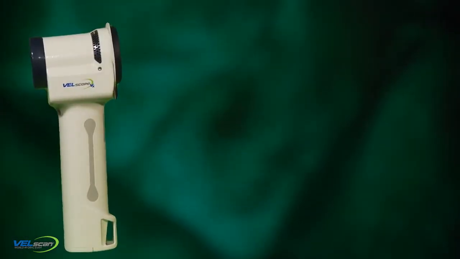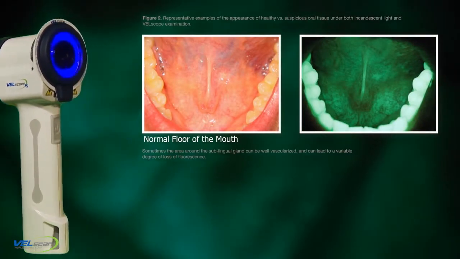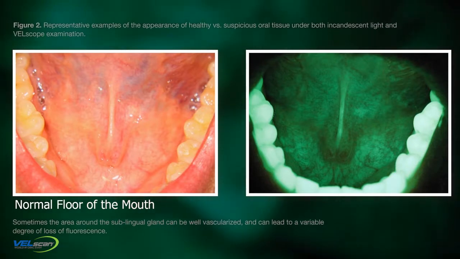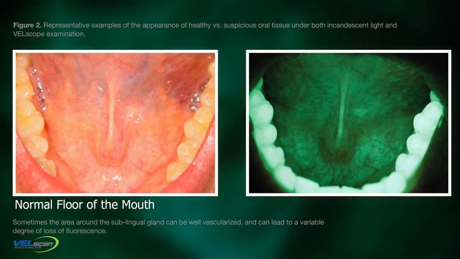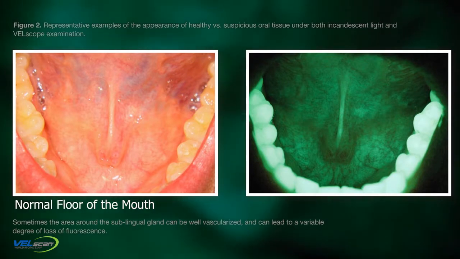Now that we understand the concept of normal variation, let's take a look at oral tissue under white light and VELscope VX. This is a normal floor of mouth. Sometimes the area around the sublingual gland can be well vascularized and can lead to a loss of fluorescence that represents vascular variation and not pathological change.